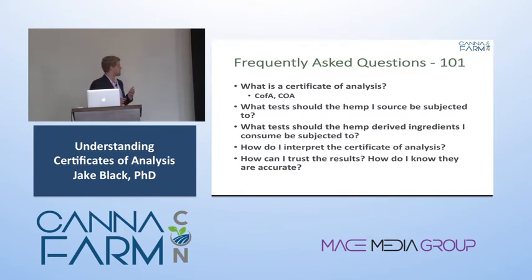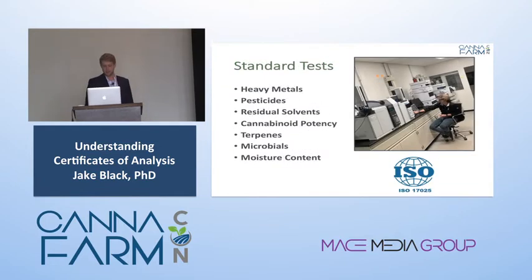And so I'm going to start with these kind of 101 level questions that we see all the time, and so I think it's a good starting point for, if you've never heard of this before, what is a certificate of analysis? What tests should your hemp or marijuana be subjected to? What are you trying to figure out at that level? Once you get ingredients, what tests should you be looking for there? How do you then interpret these pretty complicated pieces of paper? And how can you trust the results or know that they're accurate? So that's what I'm going to answer in the first part of this talk, and then we'll go to 102 questions in the second half of the talk.